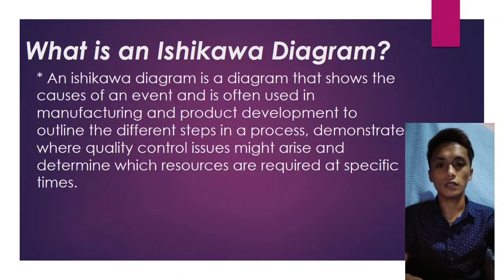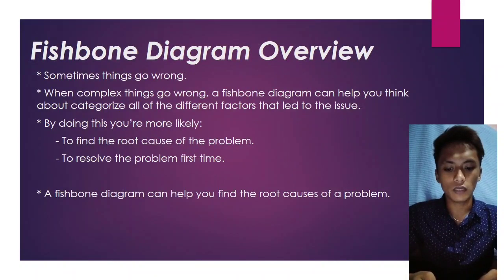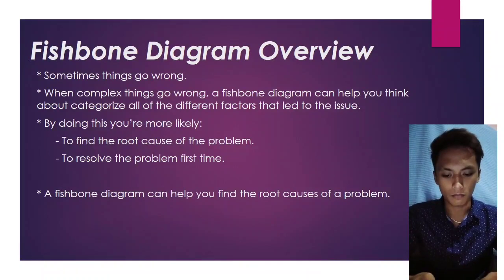An Ishikawa diagram is a diagram that shows the causes of an event, and it is often used in manufacturing and product development to outline the different steps in a process, demonstrate where quality control issues might arise, and determine where resources are required at a specific time. Using a fishbone diagram can help an organization find the root causes of a problem.